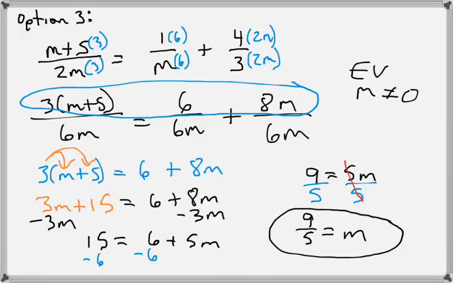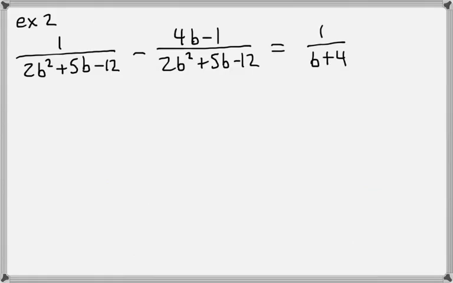Okay, now that we've gone over all three methods, let's go ahead and look at another example. So here in this equation, we have something that looks a little bit more complicated. There's more involved in our denominator here. We now have a trinomial, but the process is still going to be the same.